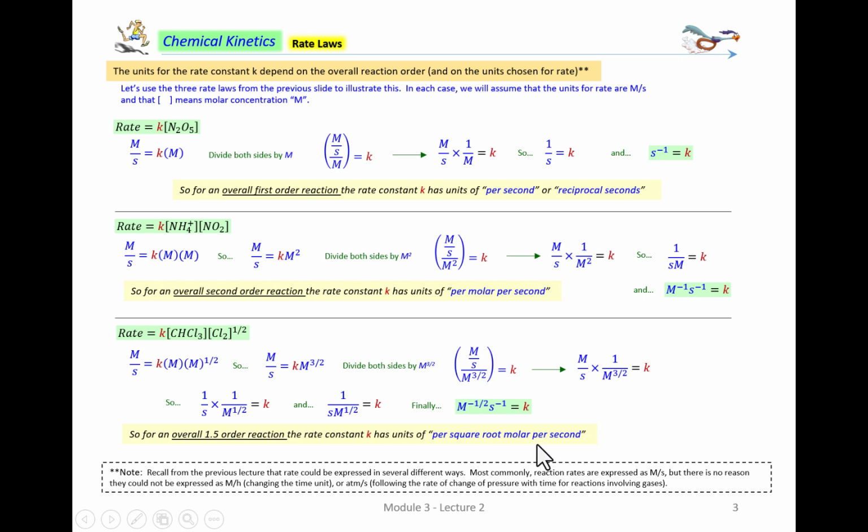Again, what we did was we found units using a little algebra, but the important point here is the actual units for the rate constant will depend on what the rate law is. The rate is always molar per second. These concentrations will be in units of molarity, but it's the powers on these that we determine experimentally that will ultimately determine the units for K.